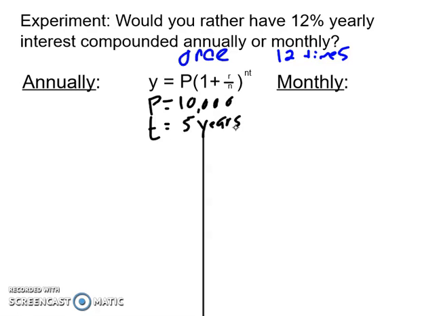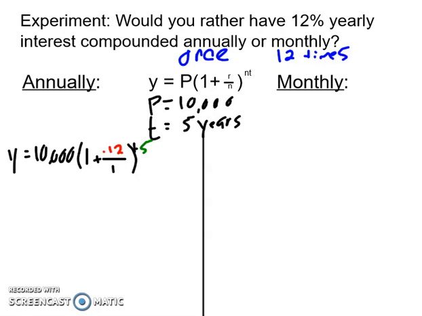So let's fill out our formulas. Over in the annually section, it's going to be Y is equal to principal amount, which is actually 10,000, times 1 plus our rate of 12% written as a decimal, so 0.12, over the number of times it's going to be compounded. Again, annually means once, so it'll be over 1, raised to the 1 times how many years? 5 power.